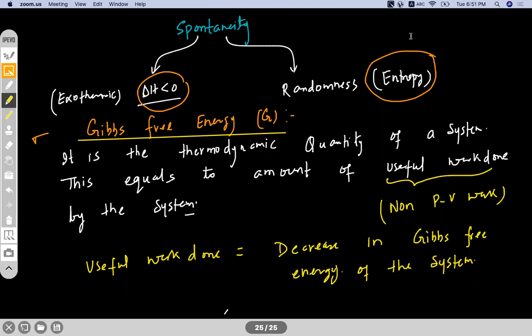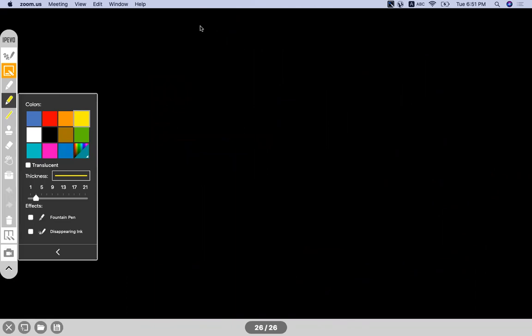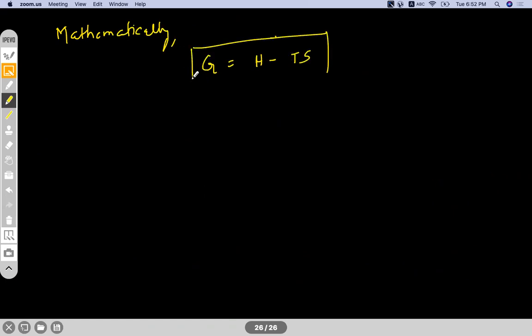That is the physical significance of Gibbs free energy. You do some work at the cost of your Gibbs free energy, right? Mathematically, how is it defined? Did you copy this? The mathematical definition of Gibbs free energy is G equals H minus TS, where S is the entropy, T is the temperature, H is the enthalpy, and G is Gibbs free energy.